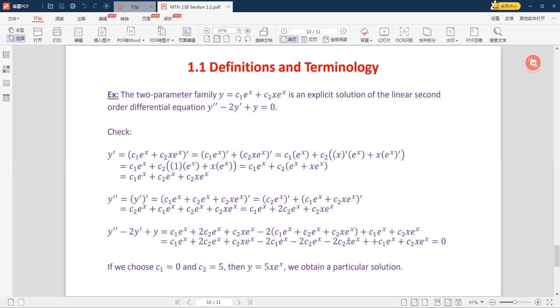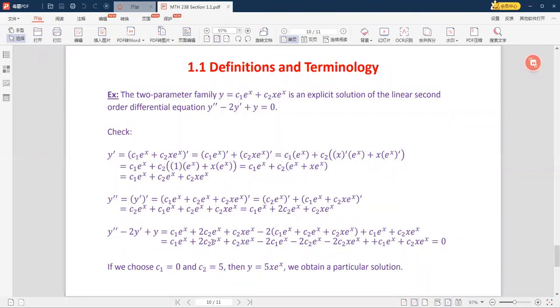So it's a typo. So now let's just see what happens. So we got a C1 e to the x in here, and then we got -2 C1 e to the x, and then we got another C1 e to the x. So those 3 terms cancel. See?